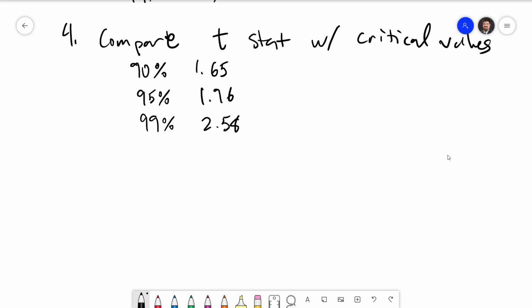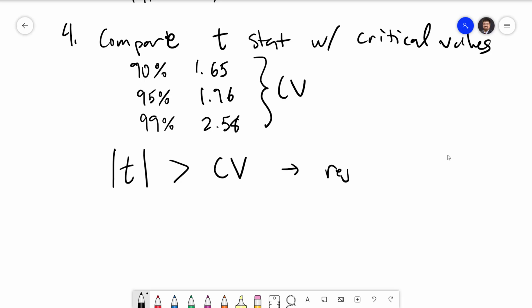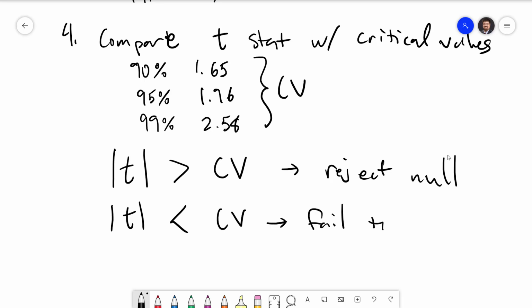Once we have chosen our confidence level and corresponding critical value, we're going to compare the absolute value of the Tstat, which can be positive or negative. It doesn't really matter because we're just taking the absolute value, and compare that with the critical value we picked. If the absolute value of the t-statistic exceeds the critical value, which is going to be one of these, then we reject the null hypothesis. If the absolute value of the t-statistic does not exceed the critical value, then we fail to reject.